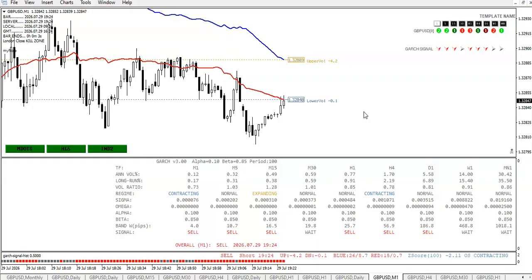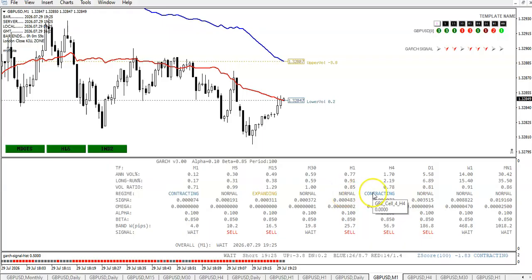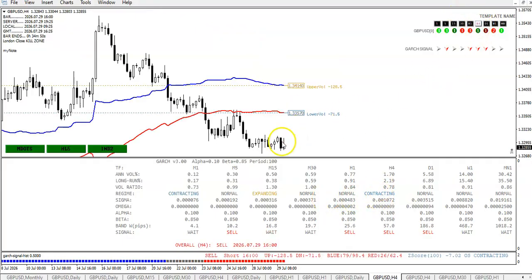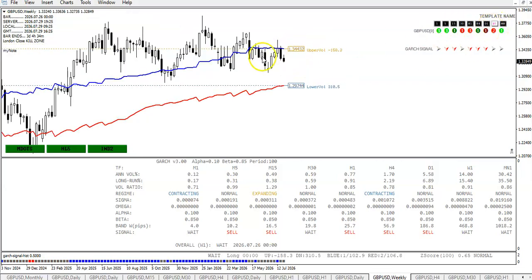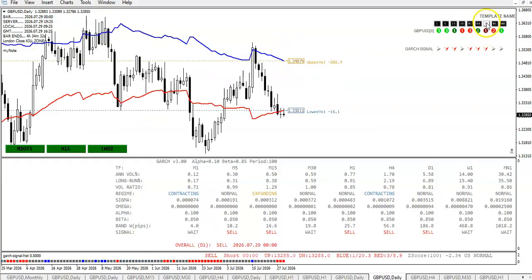Looking at the Garsh indicator, we've got contracting, expanding, contracting, normal. So you can see, depending on the time frame, what price is doing. And looking at the H4, just looking at it, it's range bound. And if you do a top down look, you can see here, it shot up, now it's ranging. Weekly, once again, you look back, pretty much ranging.